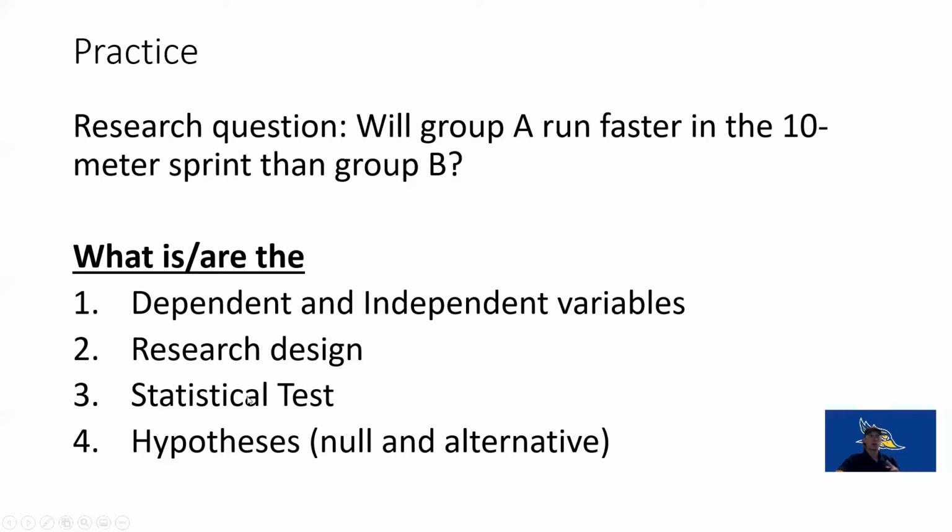This is an experimental research design because we're trying to see the difference between groups. We have 2 groups. We're trying to find a difference, and they're different groups. So we'll use an independent t-test. Okay, now let's find our hypotheses. So our null hypothesis is there is no difference in 10-meter sprint time between group A and group B. Our alternative hypothesis is there is a significant difference in 10-meter sprint time between group A and group B. Either A will run faster than B or B will run faster than A.